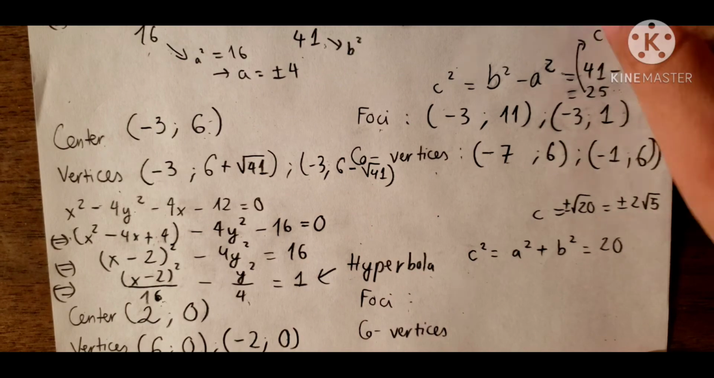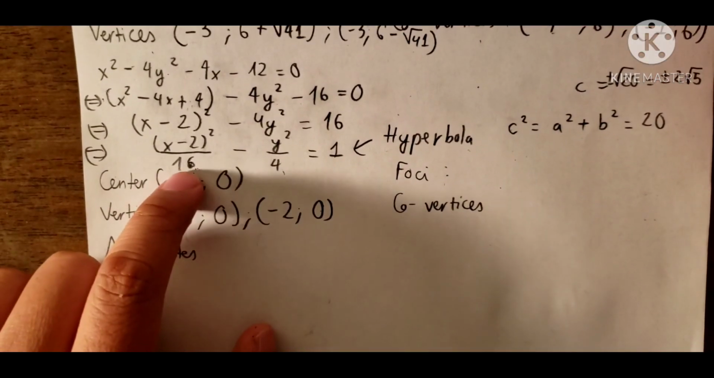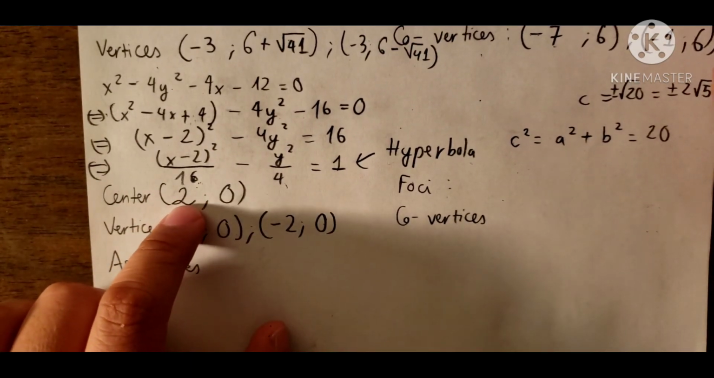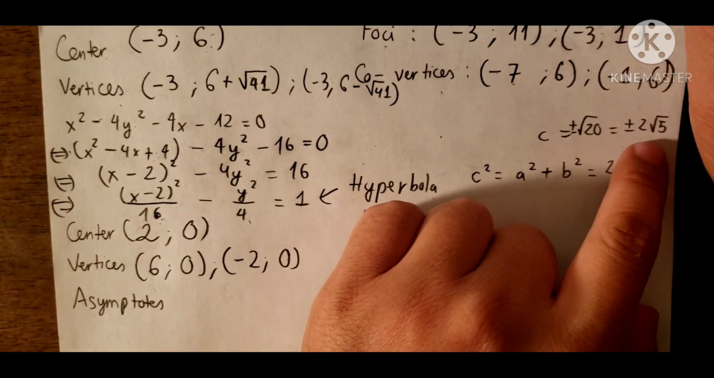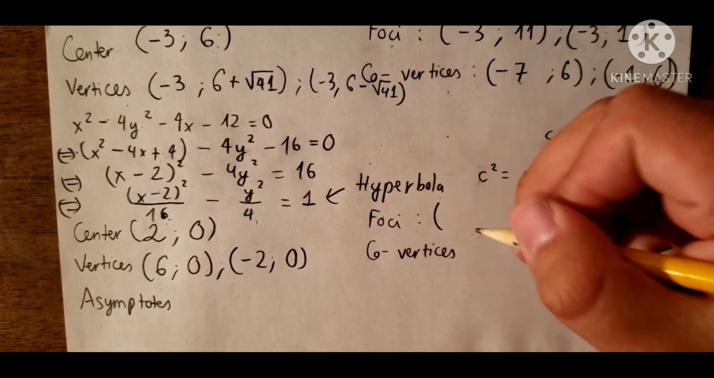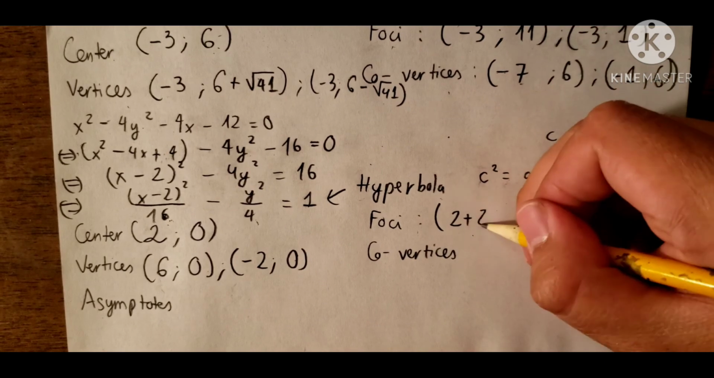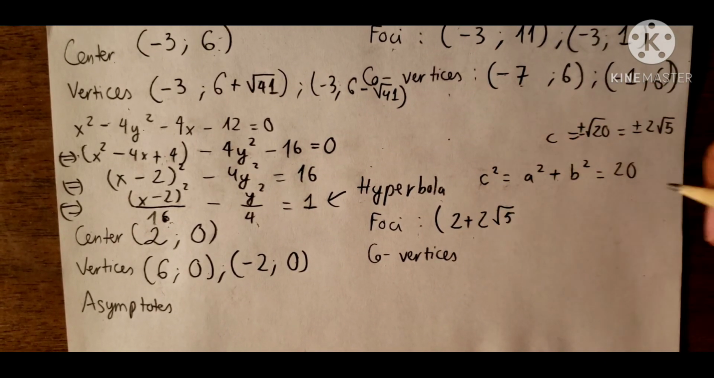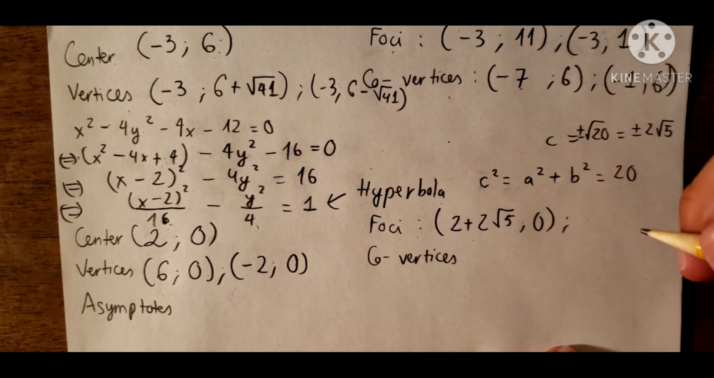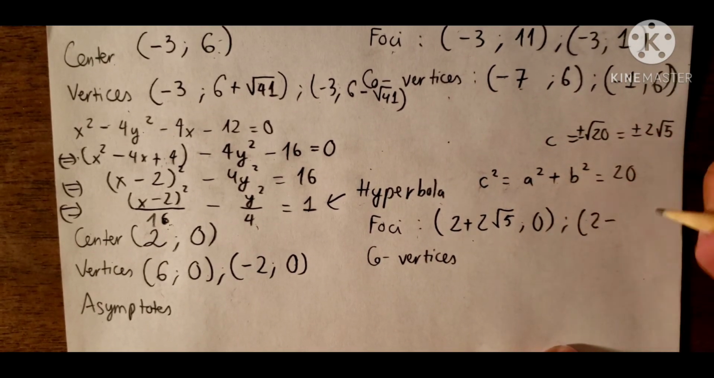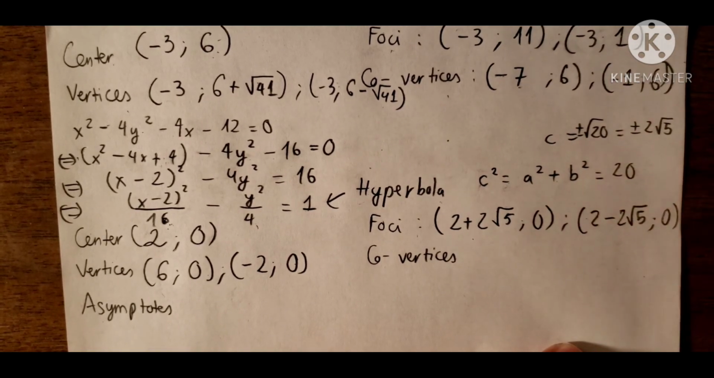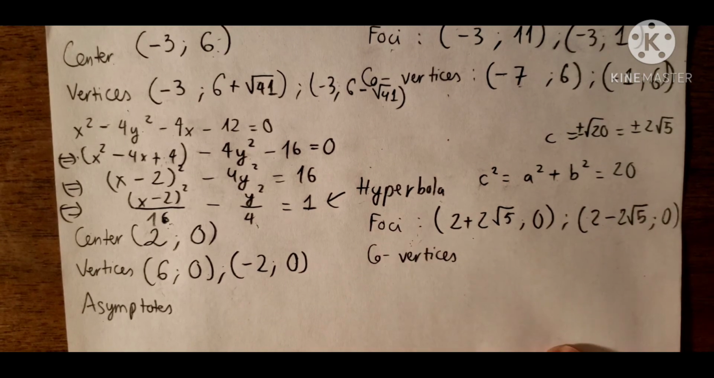Now the foci, we can see that this number is higher than number 4, so we use the number 2. We just plus and minus 2 square root of 5, and we got 2 plus 2 square root of 5 in here. And the next one, 2 minus 2 square root of 5. So we just found the foci in here.